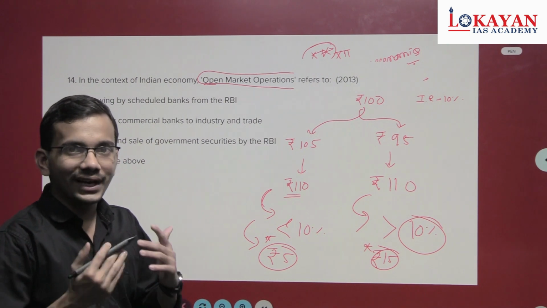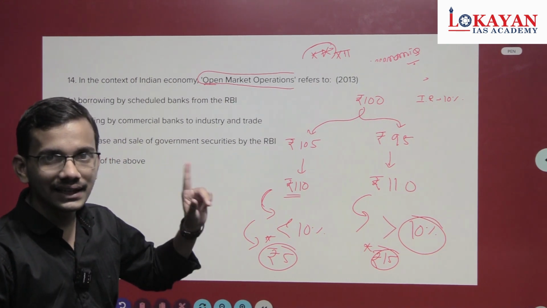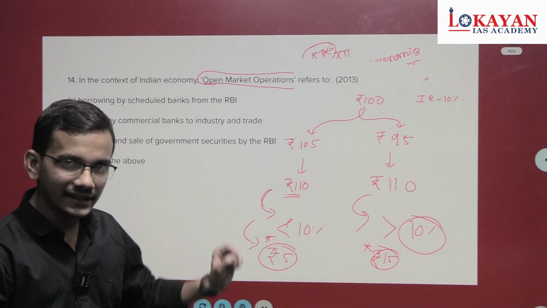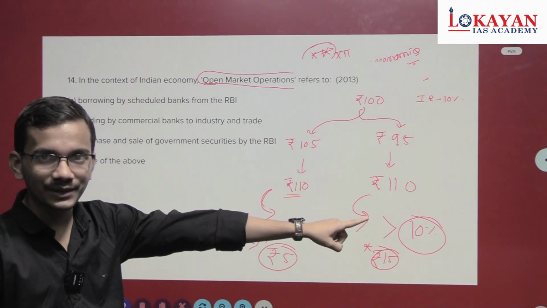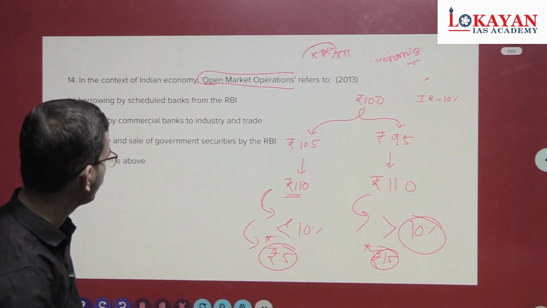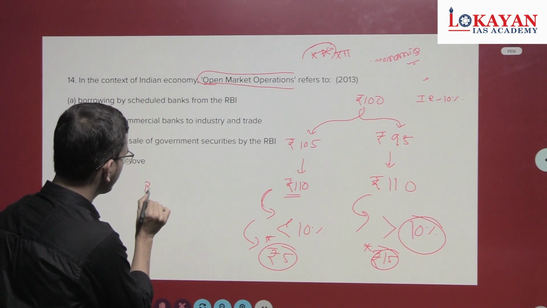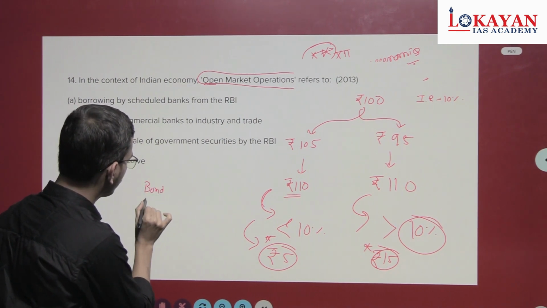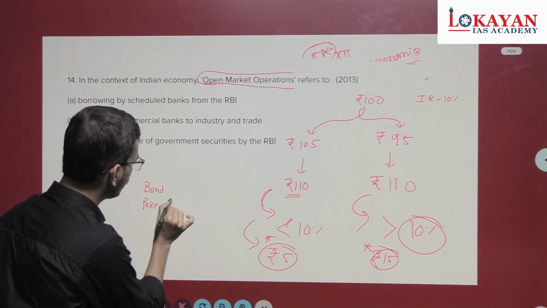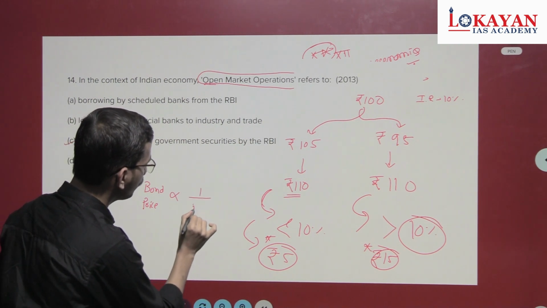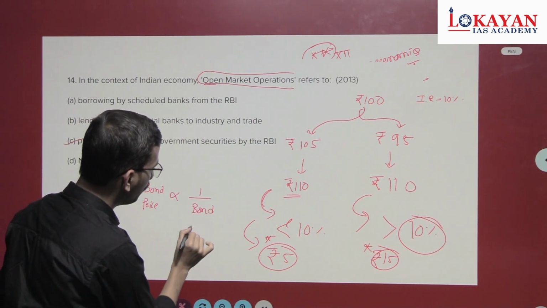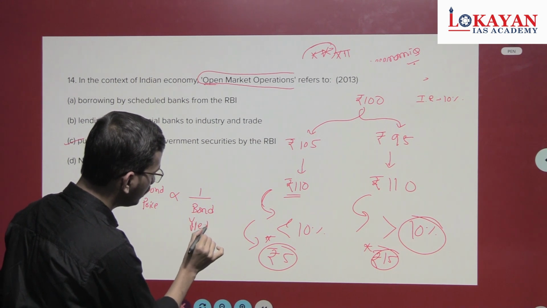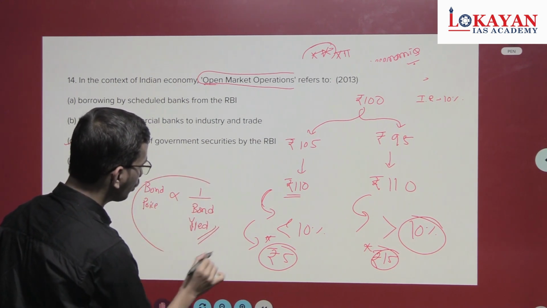So what relation can we derive? See clearly, whenever there is increase in bond price, yield is reducing, and whenever there is decrease in bond price, yield is increasing. So bond price is inversely proportional to bond yield. This is the core relation.